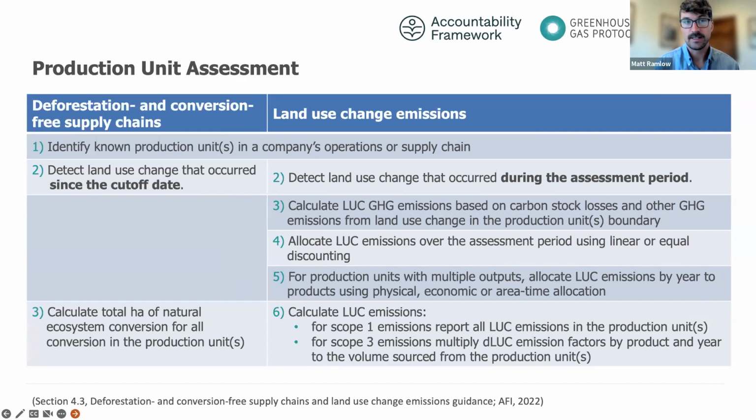All of this is described in detail in the draft that we recently released that's publicly available on our website right now. Again, this is a draft version of our Greenhouse Gas Protocol guidance, and we anticipate publication in Q2 of 2023. Finally, for land use change emissions, if this is in a company's own operations, they would report this as Scope 1 land use change emissions for all land use change occurring in the production unit. For Scope 3, they would multiply these direct land use change emission factors by the volume that they source from that production unit.